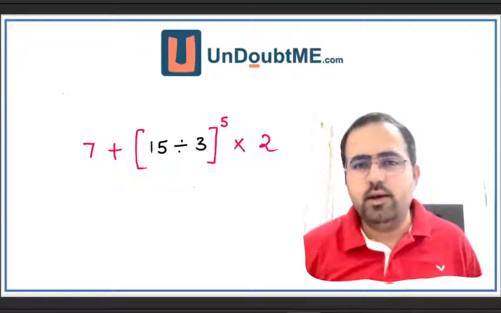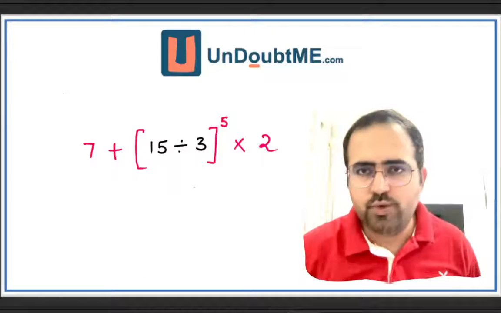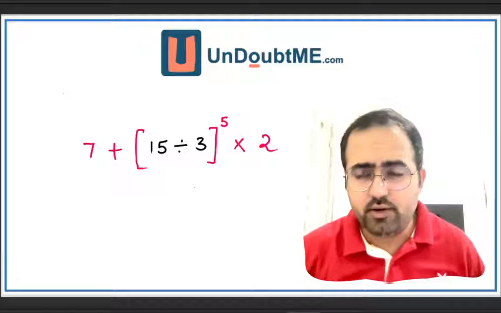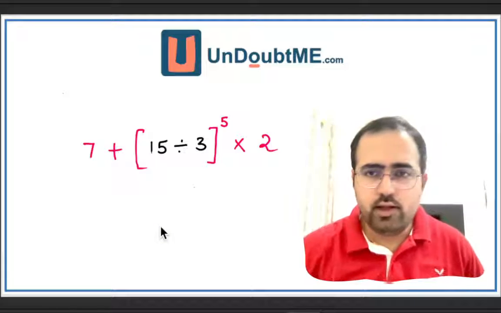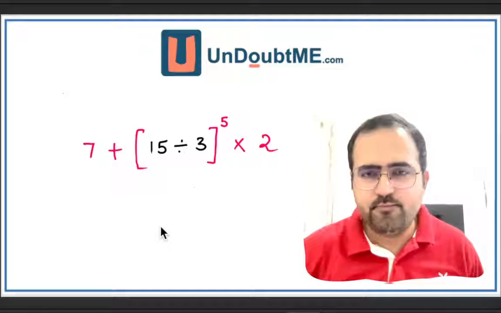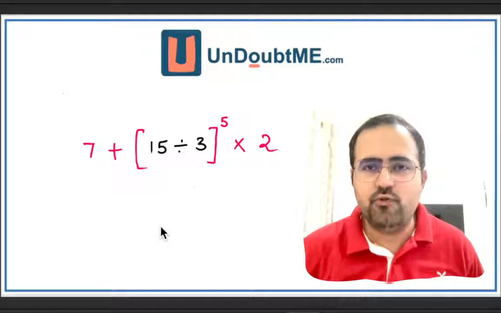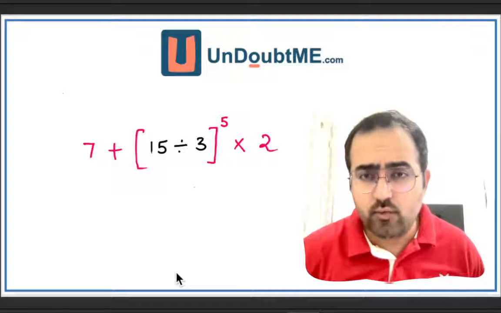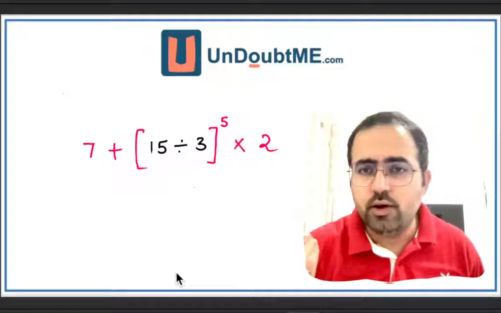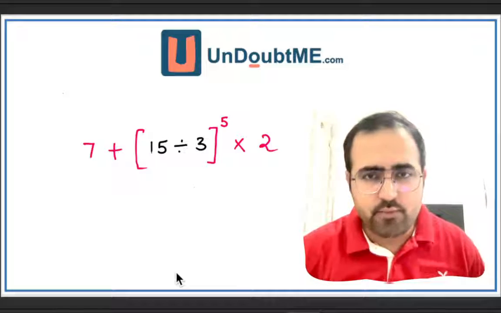Hi, over here you can see one expression which has lots of different operators and we need to solve it. Now do you think that we can solve it in the same order in which they are written? Absolutely not. First let us analyze what all things are there in this, and definitely there is a certain way we have to follow to solve it properly.